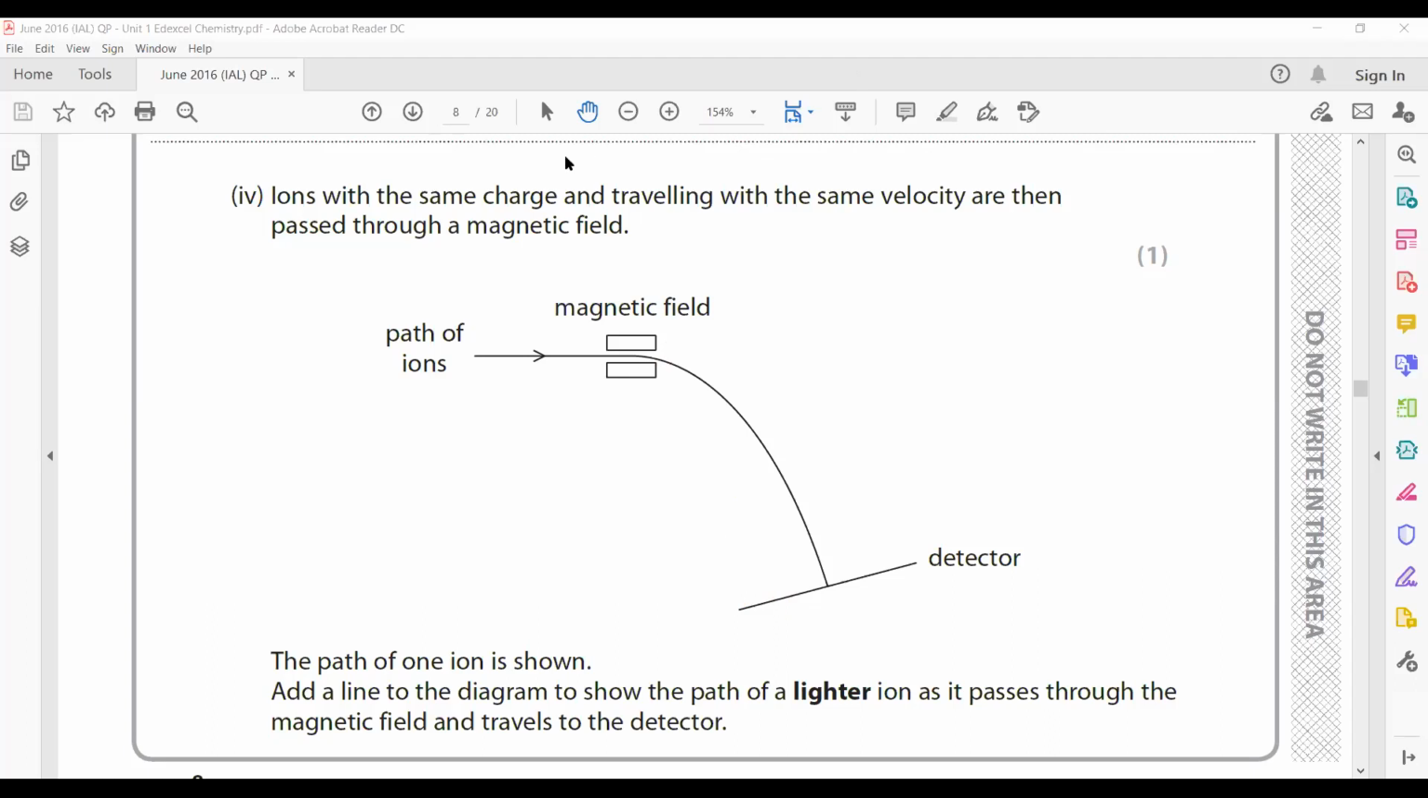And same thing if they say sketch a path for heavy. So heavy compared to that, it will have less deviation. So this one is a heavy particle, where the red one is representing the lighter particle.